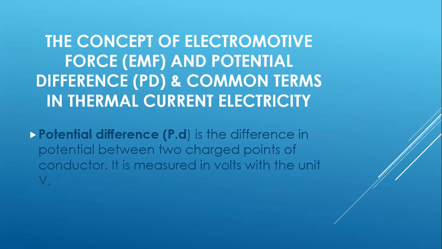So let's see the concept of electromotive force, E.m.f, and the potential difference, plus some common terms in this thermocurrent electricity. We'll start with the potential difference, PD. Simply, this PD is the difference in potential between the two charged points of the conductor. So the difference that can be observed between the two charged points of the conductor is what we call the potential difference, that is PD. And it is measured in volts, with the SI unit V.